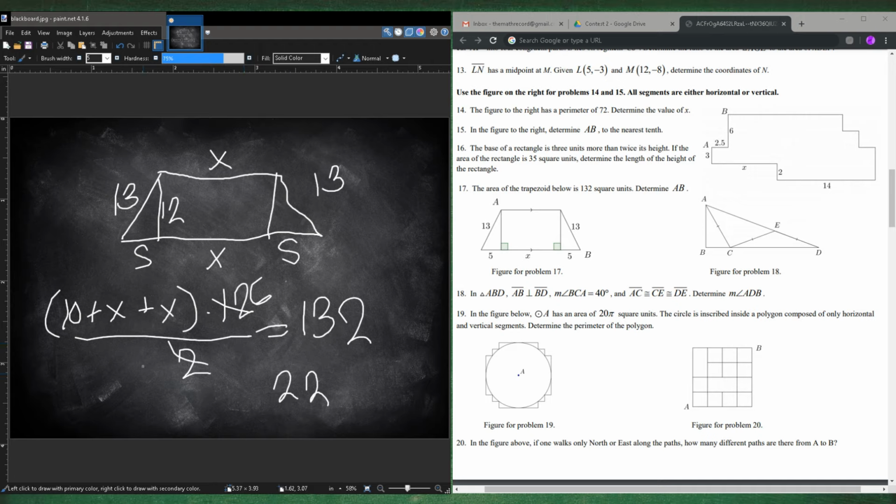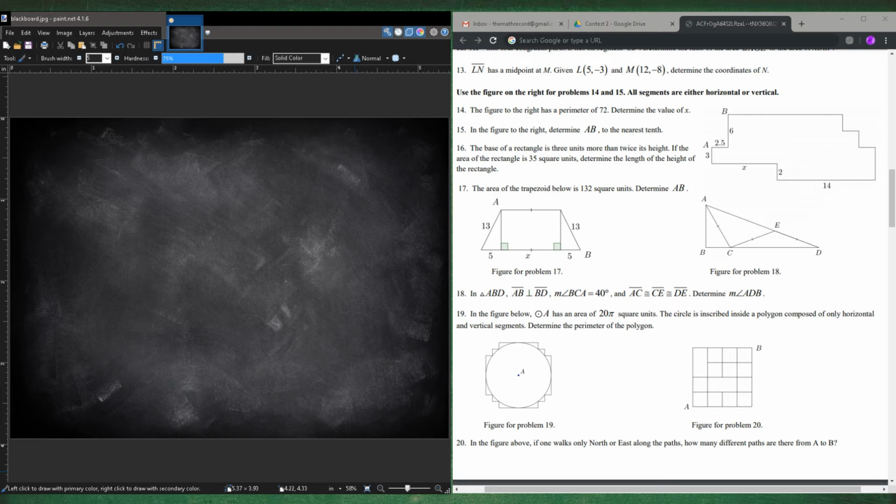So 10 plus 2x, or 2x plus 10, is equal to 22. So x has to be equal to 22 minus 10, which is 12, and 12 divided by 2 is 6. So x is equal to 6. So draw that again. Sorry, it kind of looks bad.